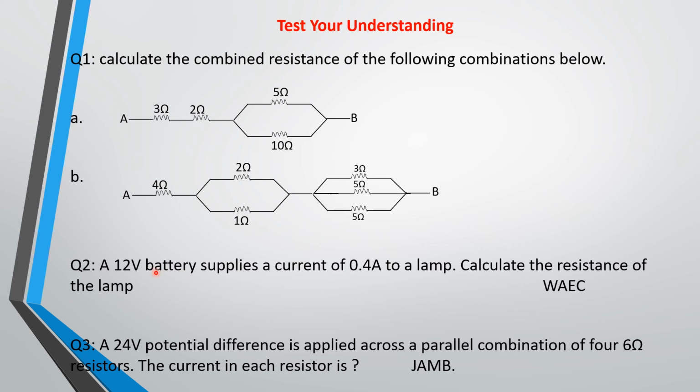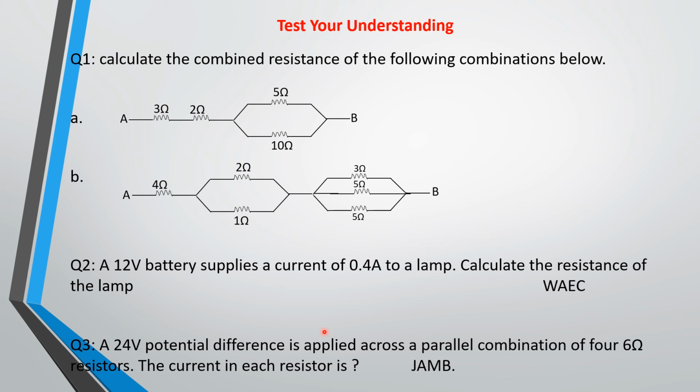Then this one, you have a 12-volt battery that supplies a current of 0.4 amps to a line. Calculate the resistance. V is equal to IR. That gives you that one. Then a 24-volt potential difference is applied across a parallel combination of four 6 ohm resistors. The current in each resistor is, this one is as simple as, this is a JAMB question.